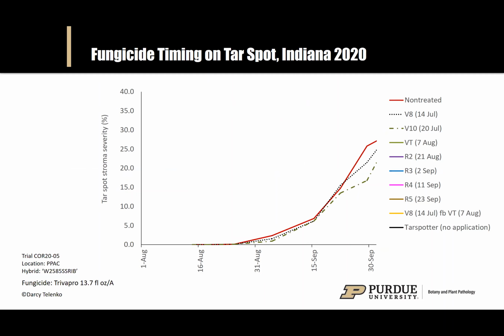Those fungicides had run out of steam by the time the disease was active. Our VT, R2 applications, though, really did shift that disease curve down, and are helping control the disease. But if we look at R3, R4, R5, they came in too late and they couldn't get ahead of tar spot. So I think it's really important that we need to be tracking this disease and understanding the best timing, and again, staying at our VT, maybe pushing it to R2 would be the most effective for this disease.